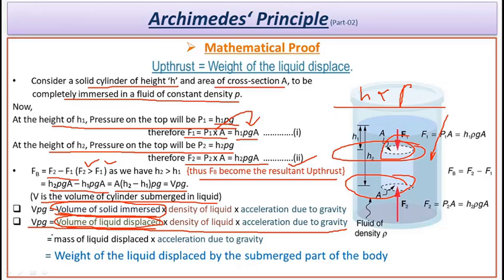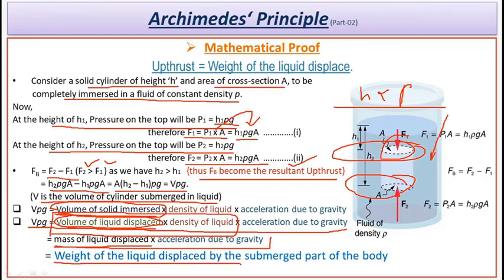Now, again, for the mathematical proof, you need to multiply this volume of the liquid displaced with the density of the liquid, which results in the mass of the liquid displaced. At the end, when you multiply the mass of the liquid displaced with the acceleration due to gravity, you get the weight of the liquid displaced by the submerged part of the body. So here you have understood how the buoyant force is equal to the weight of the liquid displaced by the body.